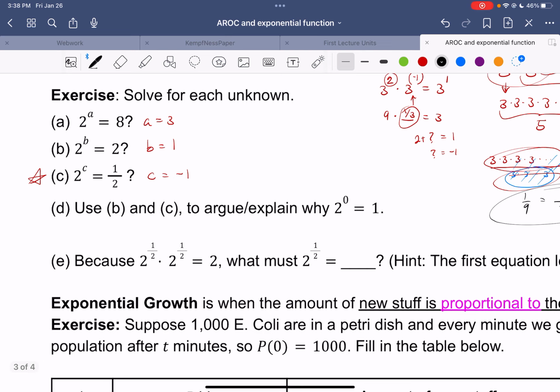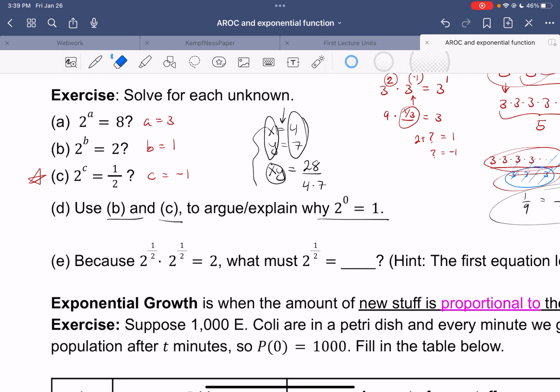Okay. Let's use B and C to argue or explain why this happens. Here's the whole idea. Imagine I told you that x was 4 and y was 7. Okay, so I'm going to tell you that, and I'm going to ask you, okay, what is x times y? What is it? And I hope you're thinking 28. I hope you're thinking it's 4 times 7, right? So what's really going on here is equals means equals. And so when I say x times y, I'm multiplying these left-hand sides. That is as good as multiplying these right-hand sides, okay?